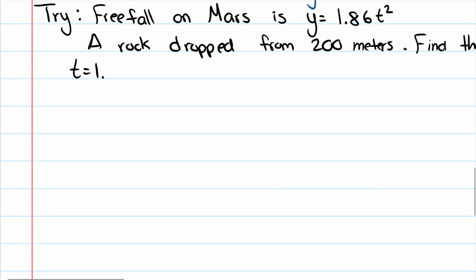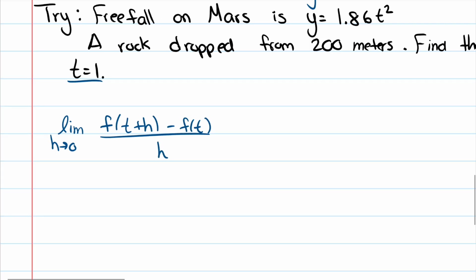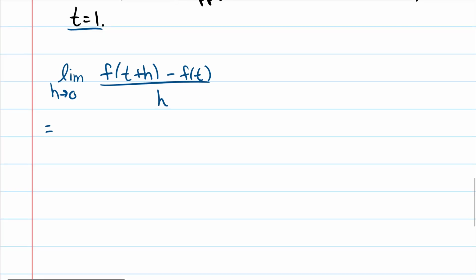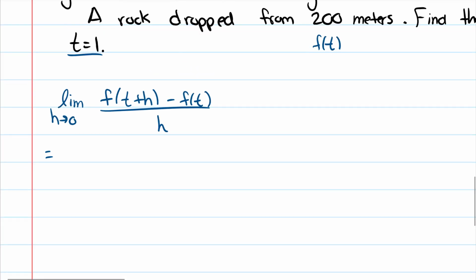Alright, let's work it out. And we know that instantaneous speed is given by the limit as h approaches 0. And again, I'm going to use t instead of x because our variable is t. So we know we have our function up here, which is f of t is equal to 1.86 t squared. So then f of t plus h is equal to 1.86 times (t plus h) squared.